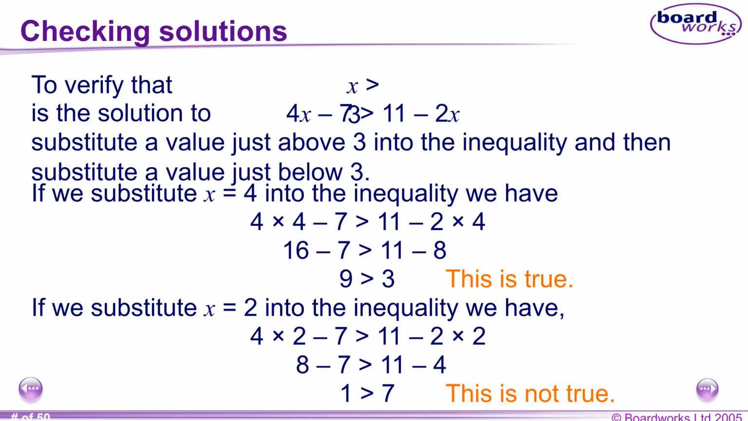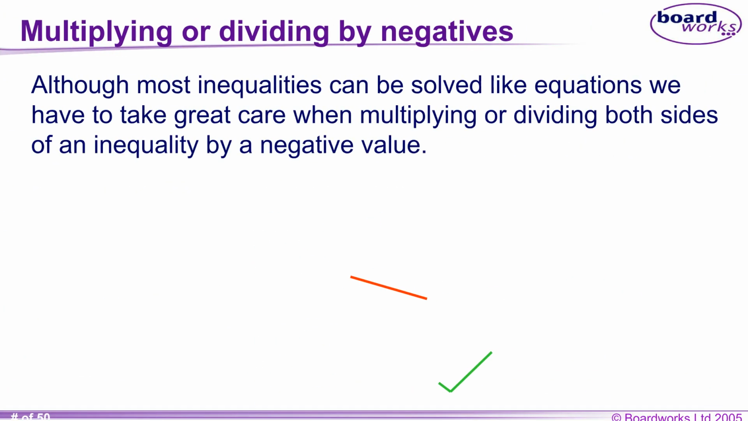To check the solution, x is greater than 3, we substitute a value just above 3, like 4, and a value just below 3, like 2. Substituting 4 gives 9 is greater than 3, which is true. Substituting 2 gives 1 is greater than 7, which is not true. This confirms the solution.